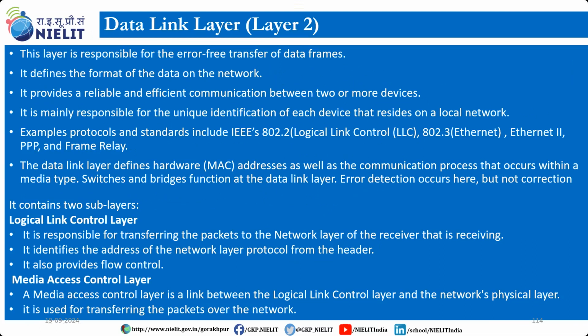The media access control layer is the link between the logical link layer and the physical layer. It is used for transferring the packet over the network. Finally, the data link layer is mainly used for framing, switching, MAC addressing, forwarding of frames from one port to another port, and the bridging table. All these are part of the data link layer.